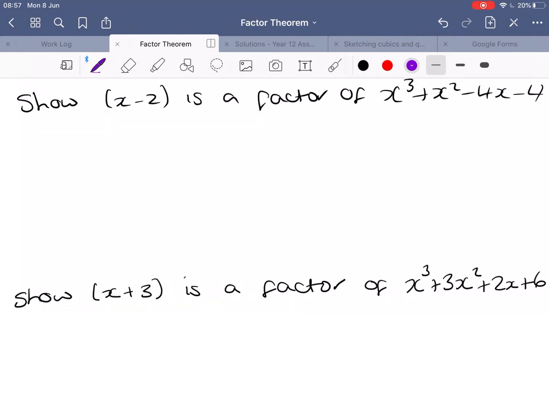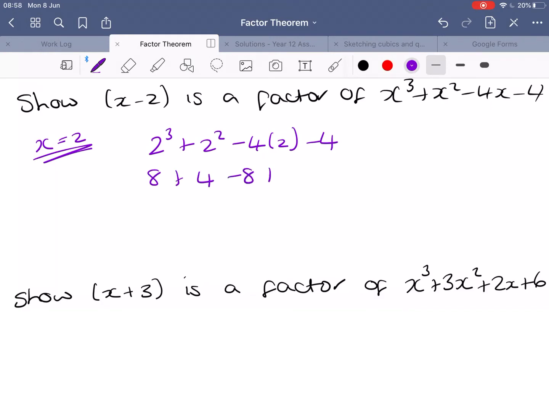So, type of questions you might get. Show x minus 2 is a factor. Well, if x minus 2 is a factor using the factor theorem, x equals 2 is a solution. So, let's have a look. I would do 2 cubed plus 2 squared minus 4 lots of 2 minus 4. That's 8 plus 4 minus 8, minus 4. It equals 0. Therefore, x minus 2 is a factor because that equals 0.